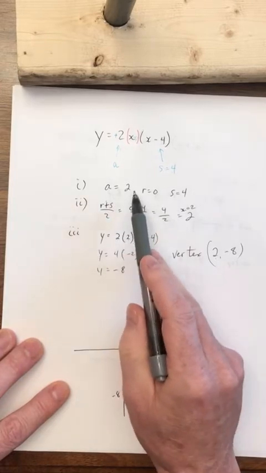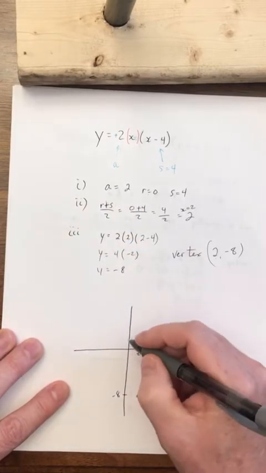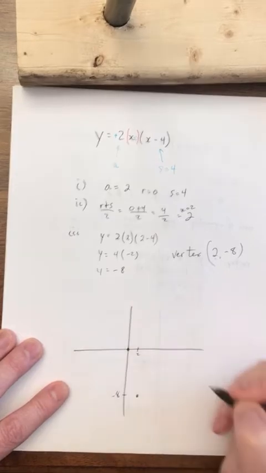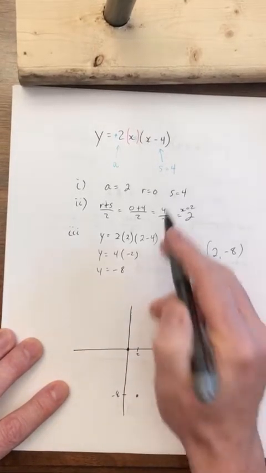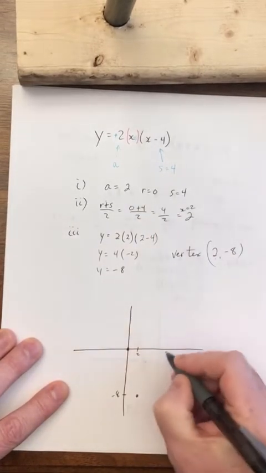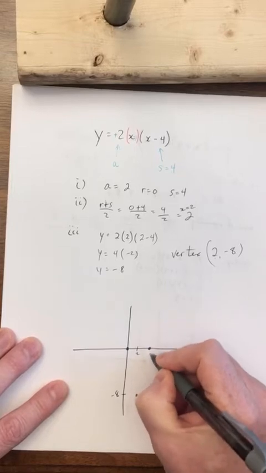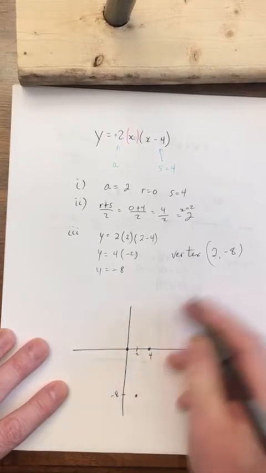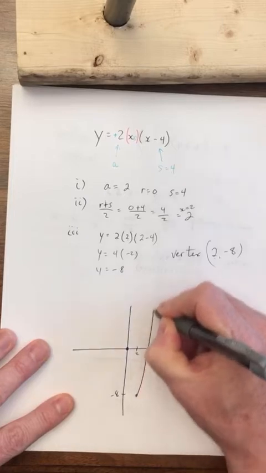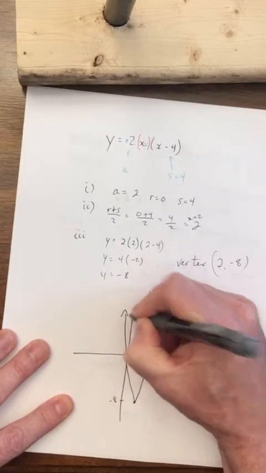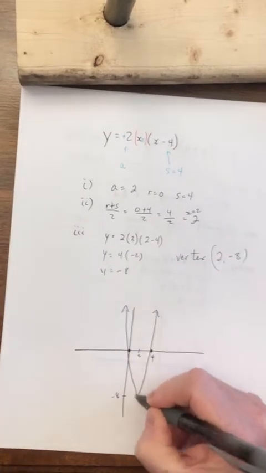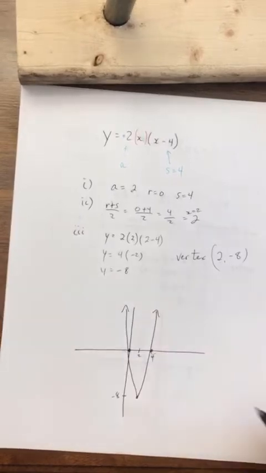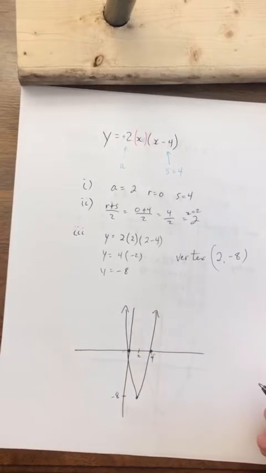We have our zeros here. We're crossing the x-axis at 0. We're also crossing the x-axis at 4. And you don't have to find the other points. Just with the 3 points you have, the vertex and the 2 zeros where it's crossing the x-axis, you can connect those.